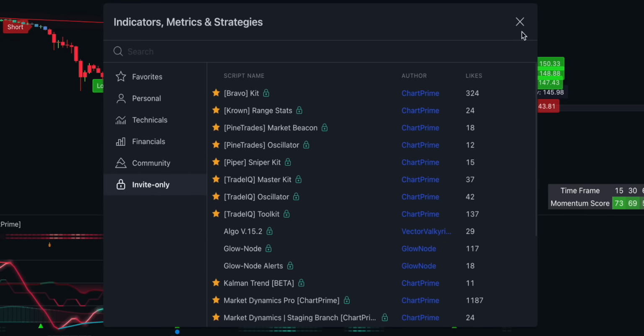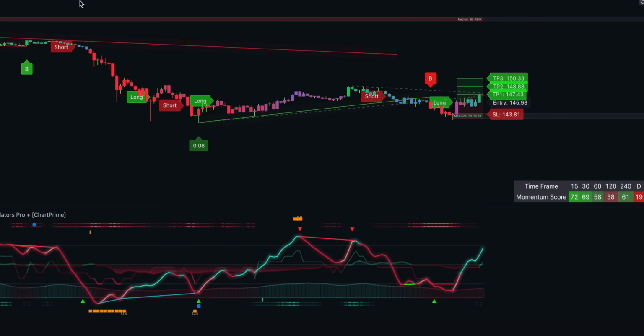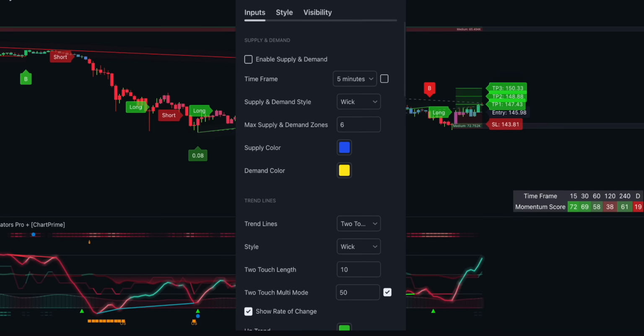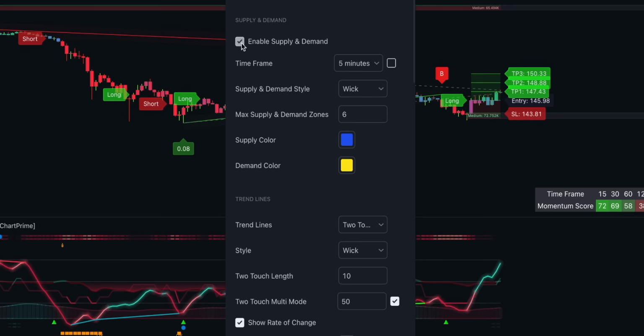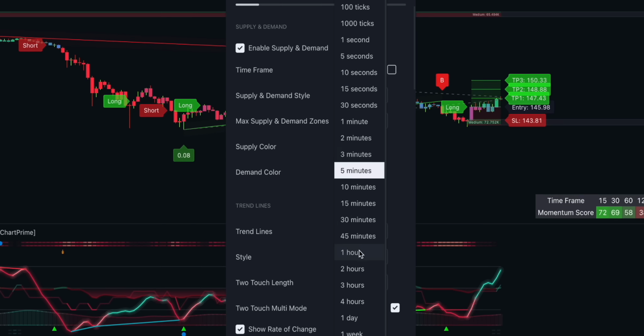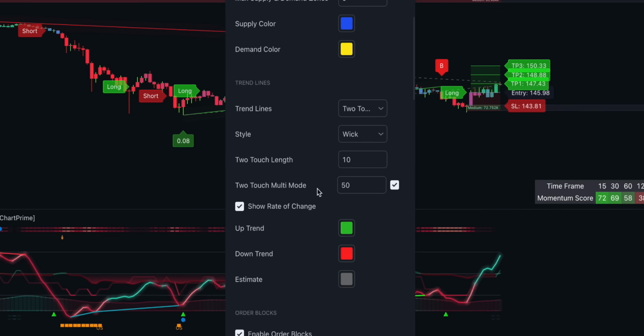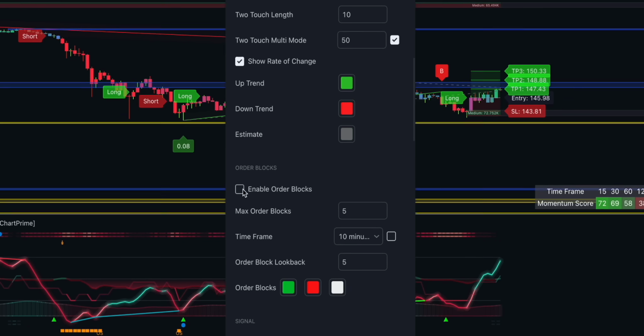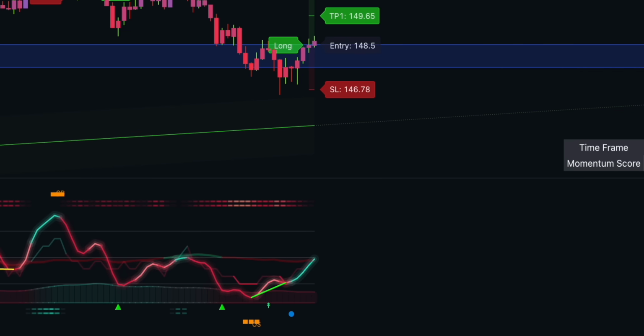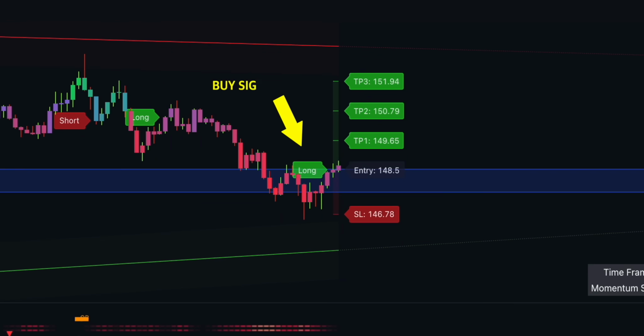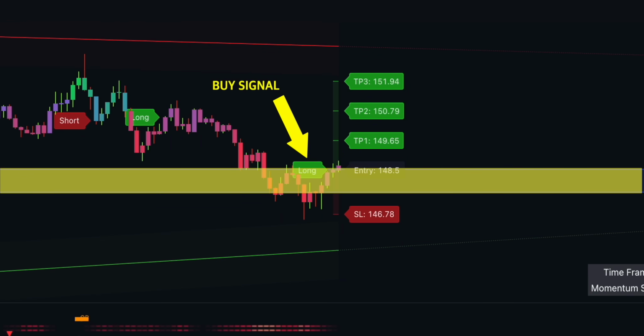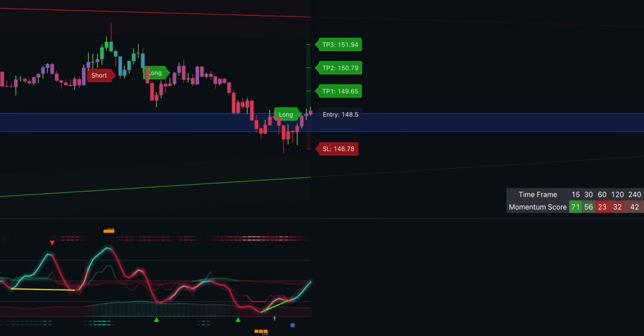All right, let's customize the IQ kit for this particular strategy. Open the indicator's inputs and enable the 1-hour supply and demand. Disable the order blocks. For a long trade, check the Prime Oscillator Pro for an oversold signal and a bullish divergence. Next, look for a long signal on the chart. Ensure that the price is at the demand level at the time of the signal. Open a long trade and set the stop loss at the recommended price and watch the profits roll in.